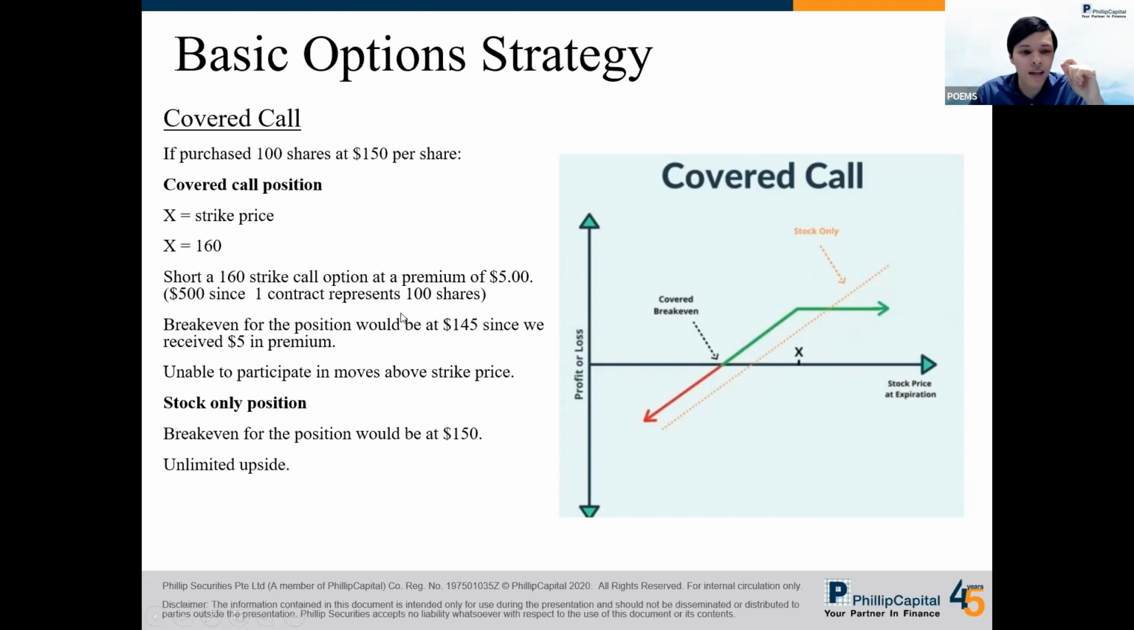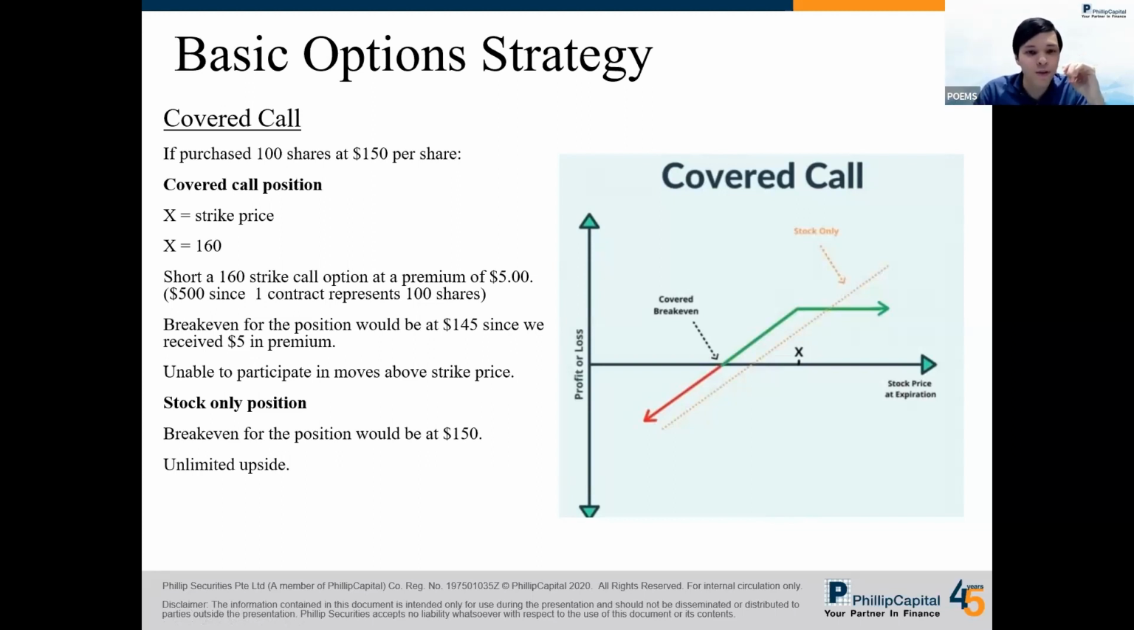So the only downside to this covered call position is that you are unable to participate in any upside move above the strike price. For example, in this case, it's a 160 call option. If on expiration day your stock price is at 170, you cannot participate in that extra $10 move, since the buyer of this contract would exercise the contract and you have to sell your shares at 160. So you realize the $10 gain from 150 to 160, but you cannot participate in the additional $10.